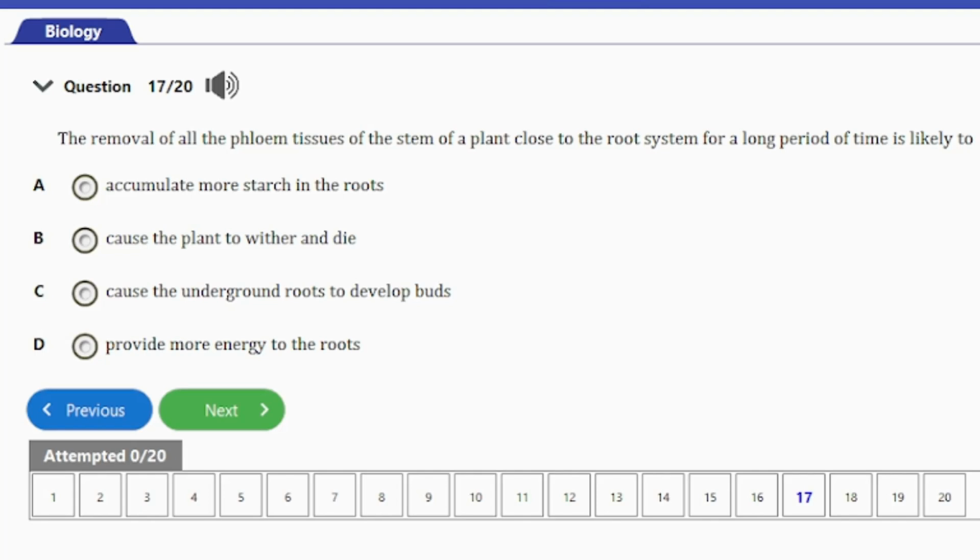So guys, actually the answer to this question is option B. The phloem is a type of tissue in the vascular plants that transports nutrients, including sugar, produced during photosynthesis from the leaves where they are produced to other parts of the plant. So if these tissues are removed, the plants will not be able to transport these nutrients, and this will lead to deficiency and eventually cause the plants to wither and die. So that's it for that question.